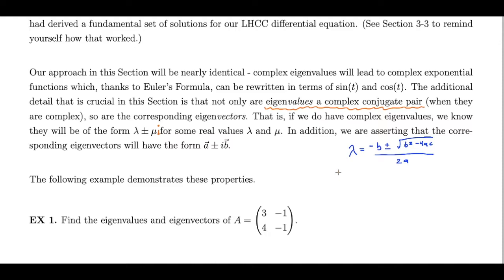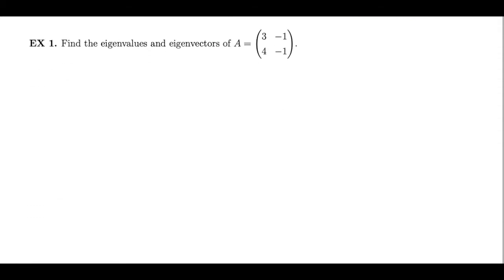Now, before we actually talk about how to use these ingredients to build the solution of a differential equation, let me do one quick example where I just calculate eigenvalues and eigenvectors to demonstrate the property that I was just discussing. Let's take a look at example 1. Here I just have a square matrix, a 2 by 2 matrix. This is not part of a differential equation, but I just want to find the eigenvalues and eigenvectors to explore the behavior that we just discussed.